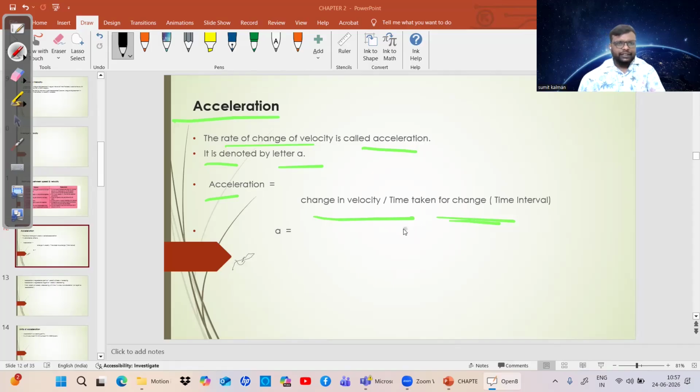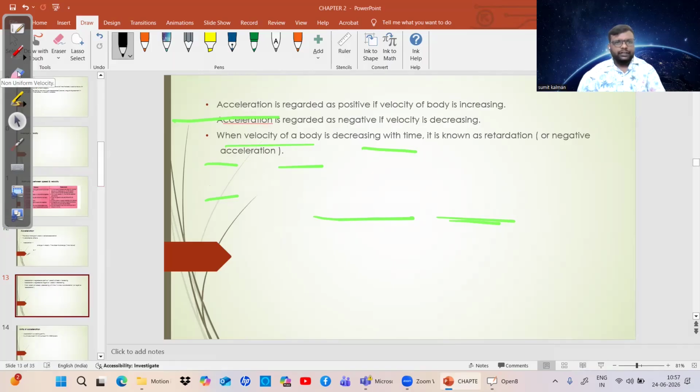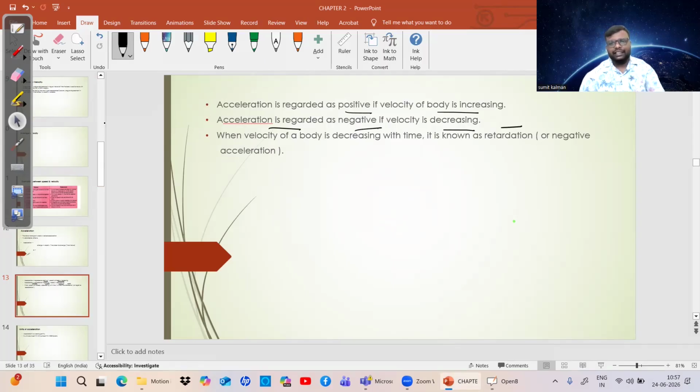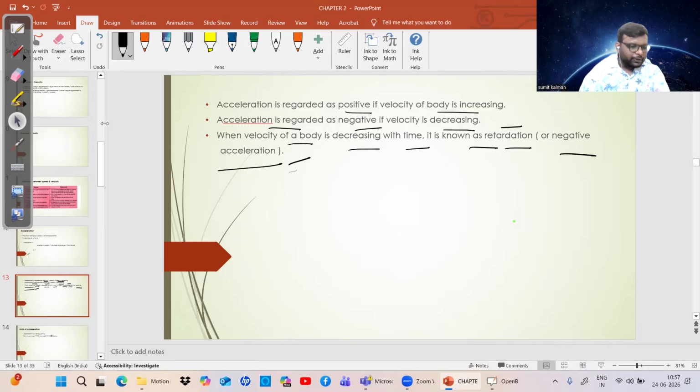Now students, acceleration is regarded as positive if the velocity of the body is increasing, and acceleration will be negative if the velocity of the body is decreasing. When the velocity of a body decreases with time, it is known as retardation or negative acceleration. So students, hope this is clear to you all.